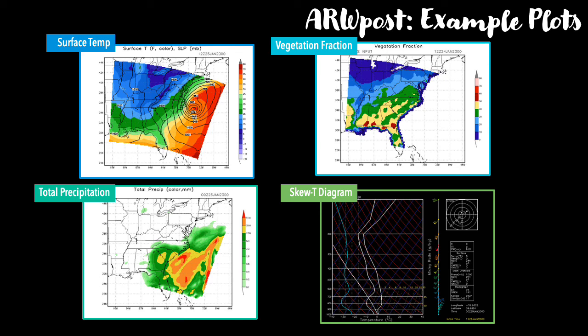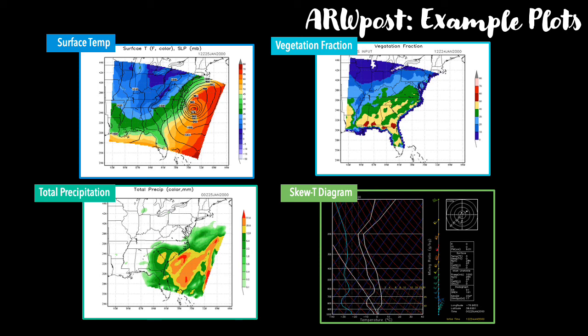These are just some example plots from ARW Post. You can do contoured lines overlaying another variable, such as is shown in the top left, showing lines of sea level pressure on top of temperature fills. You can do something that is grid cell specific, like this vegetation fraction plot that gives each grid cell its appropriate value. It's capable of doing cumulative precipitation over a period of time, and it can do skew Ts.